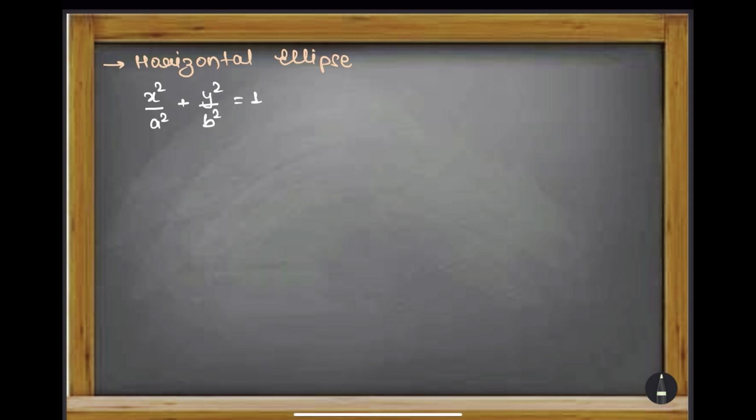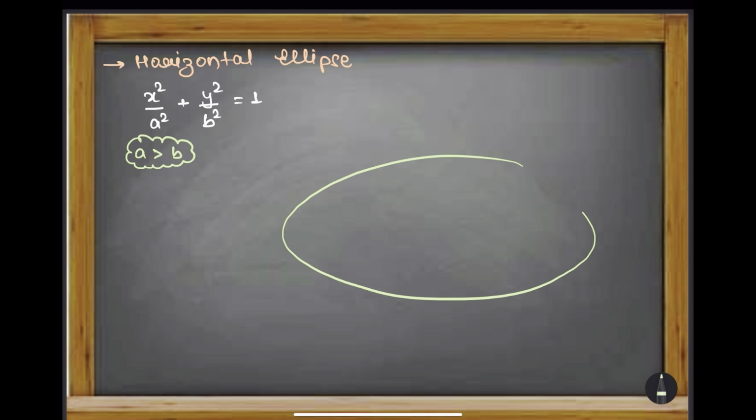Okay, now look at this. Suppose that the value of a is greater than value of b. Okay, so under this case you will have horizontal ellipse. Is that clear? Now look at this. Your horizontal ellipse will look like this.